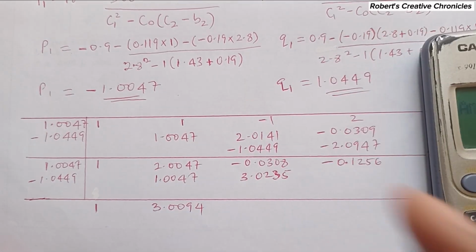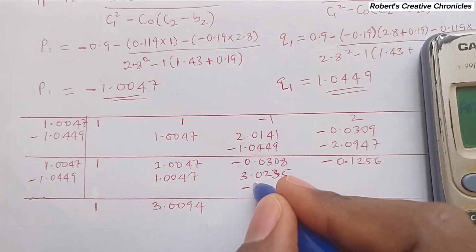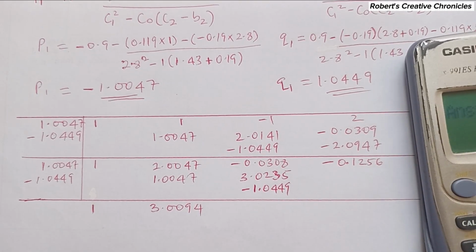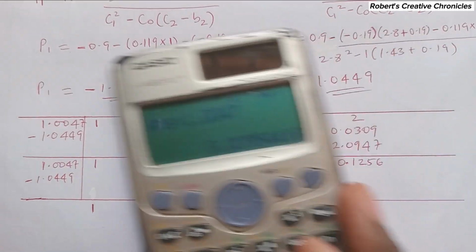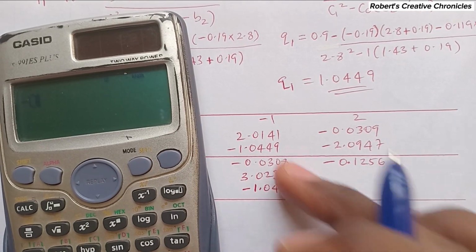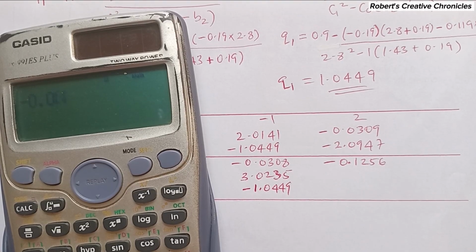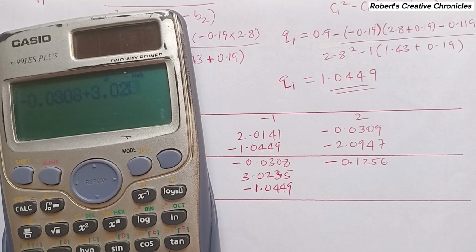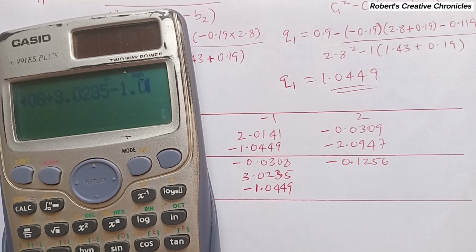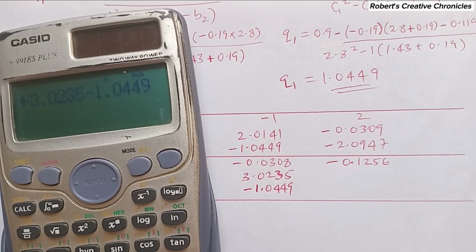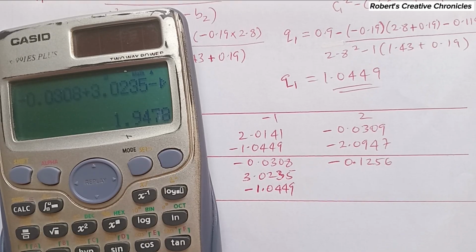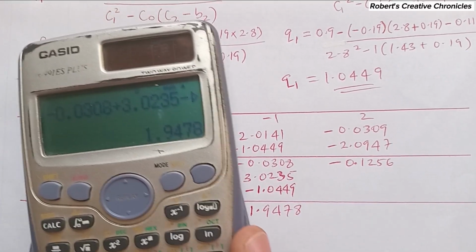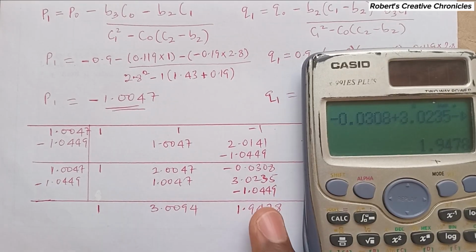Then this times this is what? It's negative 1.0449. So it will be 0, then we'll add this. Then it will be negative 0.0308 plus 3.0235 minus 1.0449. So it will be 1.9478. So now we times this by this.